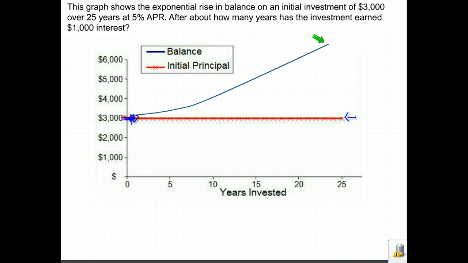Okay, they want to know after about how many years has the investment earned $1,000. So if you start at 3,000, when are you going to be 1,000 bigger, or when are you going to be at 4,000? So the way to answer that is if you look across at your graph until you hit the graph. Okay, we're going across. That's 1,000 higher than you started with. How many years is that? If we look down here.